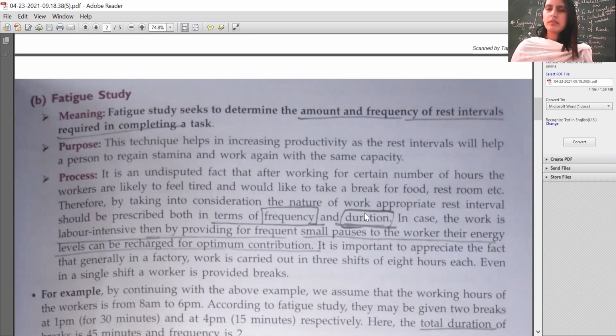6 hours का आपका working hours होते हैं स्कूल में, 6 hours में you will get 15 to 20 minutes की break, and that is sufficient because you are not into some like heavy physical work. So depending upon the nature of the work, appropriate rest interval should be prescribed both in terms of frequency and duration. In case the work is labor intensive, जो मैंने example दी, then by providing frequent small pauses to the worker, their energy level will recharge for optimum contribution.